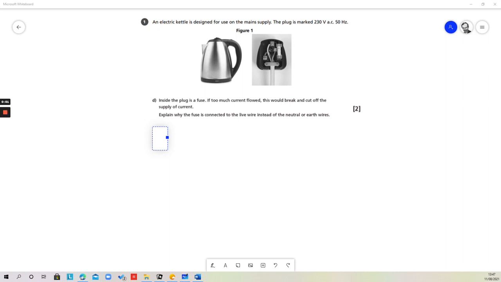The question here is asking us to explain why, in a 13 amp plug, the fuse is connected between the live terminal and the live wire instead of the neutral, which is over the left hand side, or the earth wires. So it's a good idea to start off by talking about what's going on with the live wire. Let's describe what the situation is with the live wire.